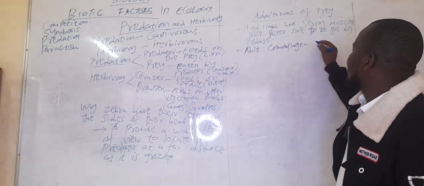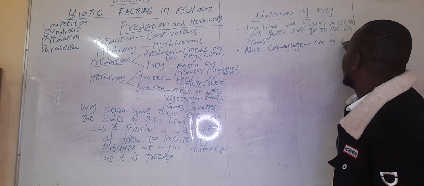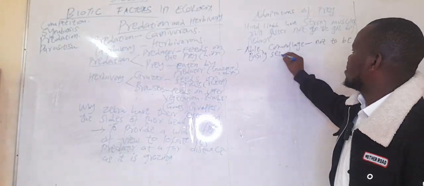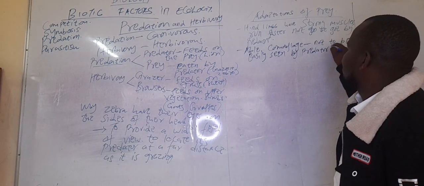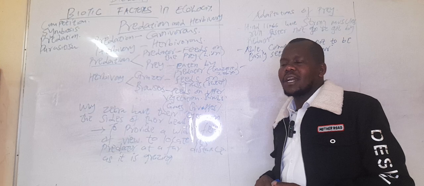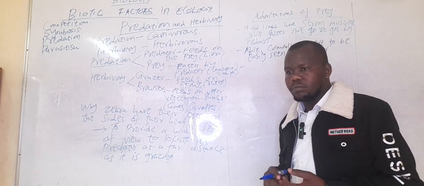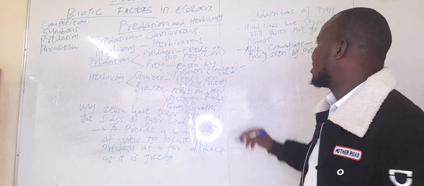So we are saying these are not what? Not to be easily seen by the predator. And we are saying it will blend with which environmental color? That is, it will blend with the grassland.